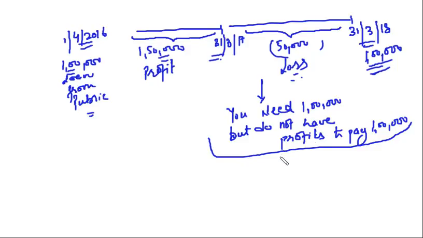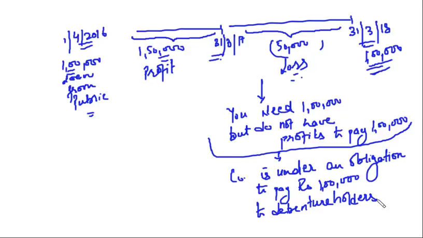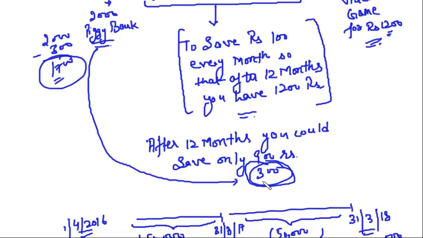So, company is under an obligation to pay rupees 1 lakh to debenture holders. But now the problem here is they haven't earned the profits. How they are going to meet this obligation? You have a shortfall of 1 lakh rupees. Here you have a shortfall of 300 rupees. So you compensated 300 rupees from your piggy bank.